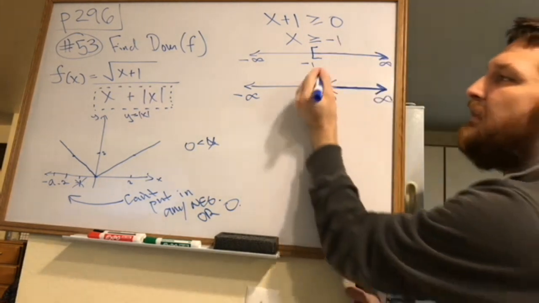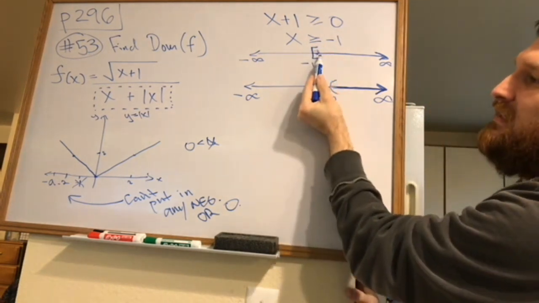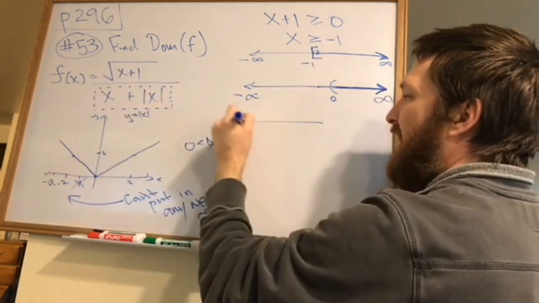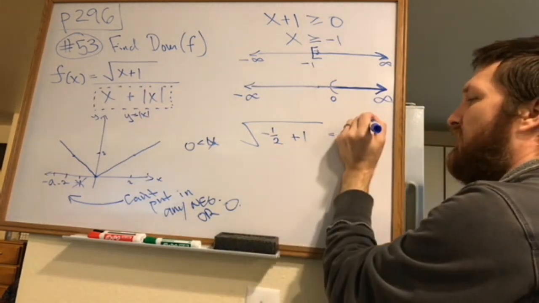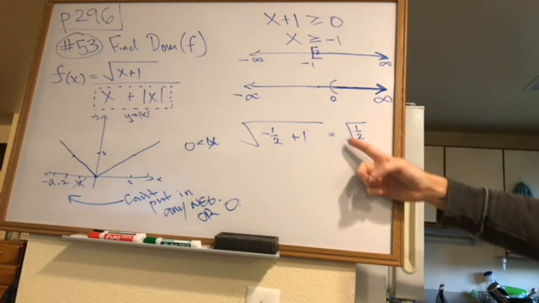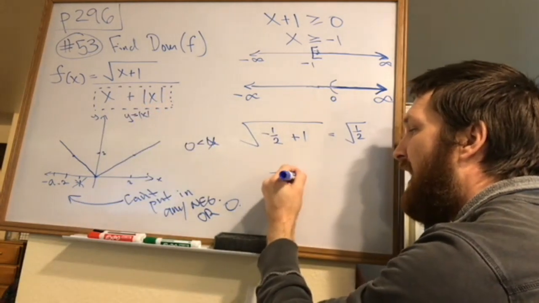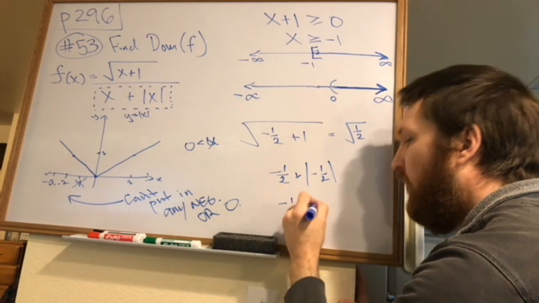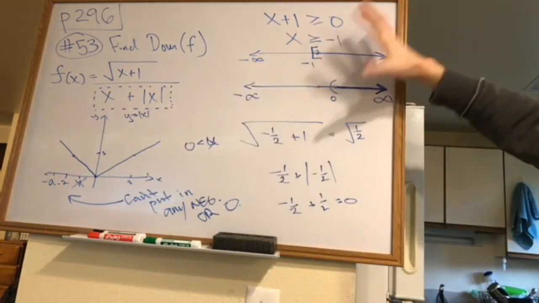But if I choose something like -1/2, -1/2 is in this interval, and it'll be fine in there. I could plug it in here with no problems. If x is -1/2 plus 1, that's just +1/2, which is perfectly fine. But down here, I'll have a problem, right? I'd have -1/2 plus the absolute value of -1/2, which is -1/2 plus 1/2, which is 0, which makes this blow up. So they're not both satisfied.